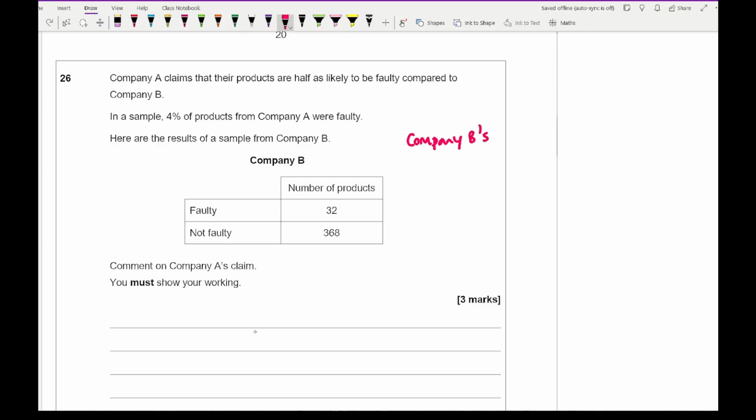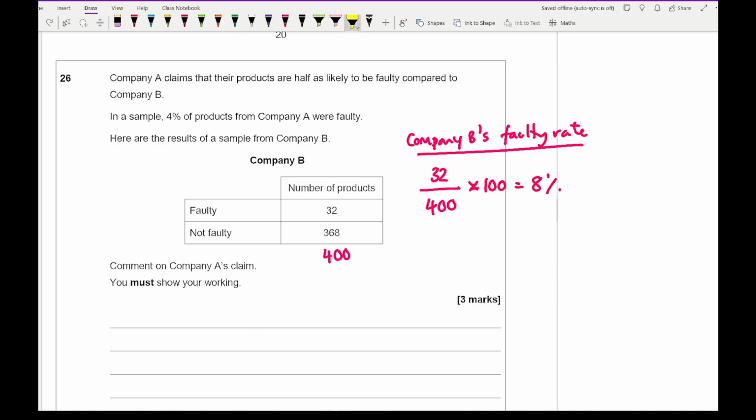So Company B's faulty rate is going to be equal to how many faulty items there are, 32, over the total. So this is going to be 32 plus 368 is 400. So that's going to be over 400. And if I type that into my calculator, multiply it by 100, I get an answer of 8%.